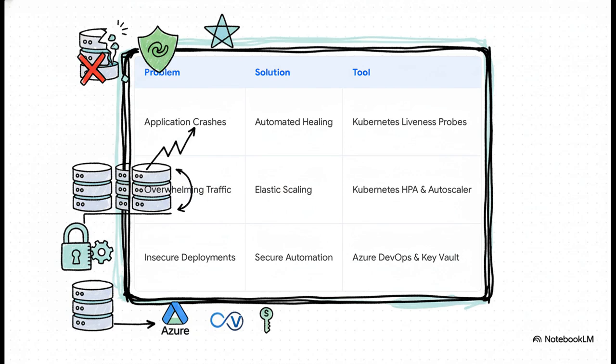We started with the problem of application crashes. The solution to that is automated healing, and the tool we use is Kubernetes liveness probes. Then we had the problem of overwhelming traffic. The solution is elastic scaling, and our tools are the Kubernetes HPA and the cluster autoscaler. And finally, the problem of insecure manual deployments. Our solution there is secure automation, and we achieve that with Azure DevOps Pipelines and Azure Key Vault. See, every problem has a specific, powerful tool designed to solve it.